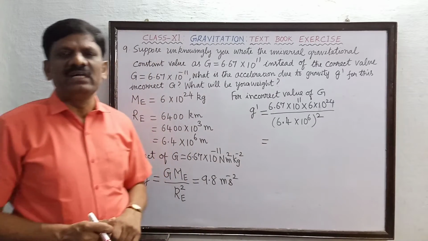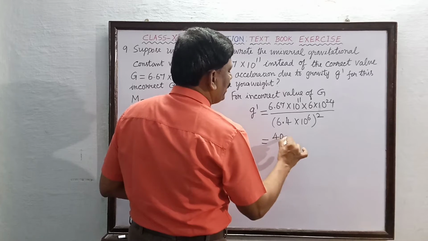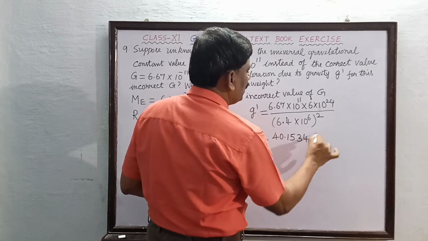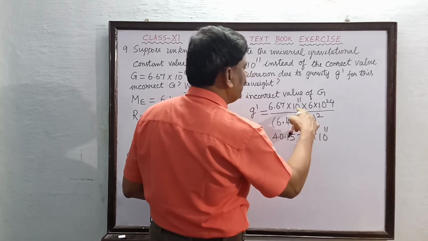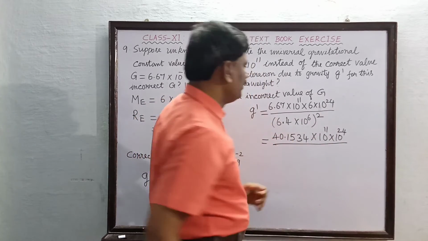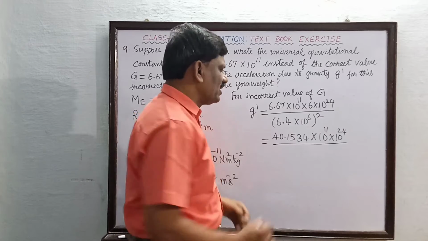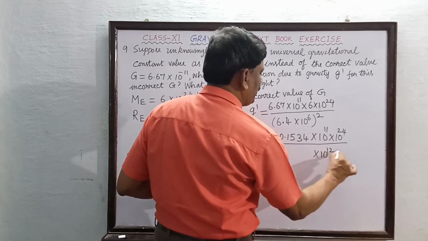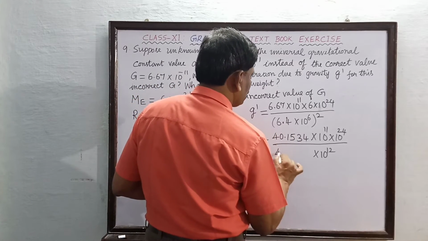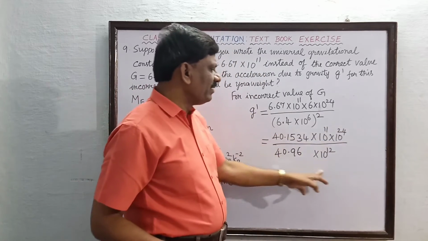So this you have to verify with the calculator. When you multiply the numerator, it is 40.1534, into 10 power 11 is there already, into 10 power 24 is there, divided by, now 10 power 6 whole square is how much? 10 power 6 whole square is 10 power 12. So first I will write these powers as 10 power 12. Then 6.4 into 6.4 is 40.96. Now you adjust the powers of 10.